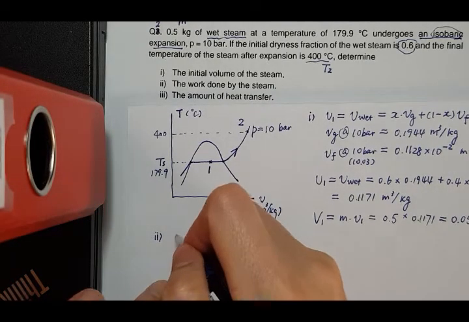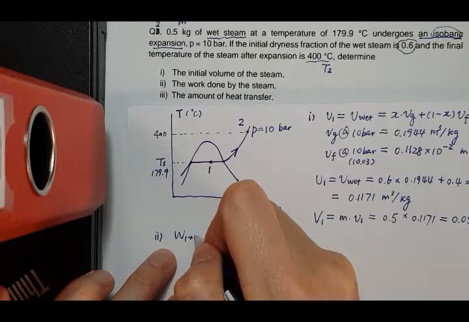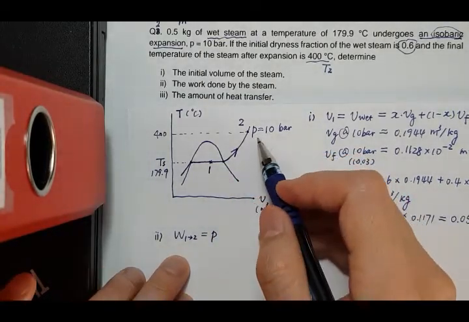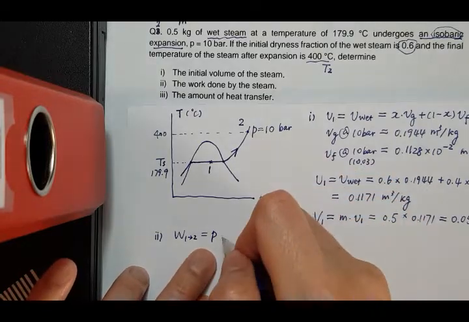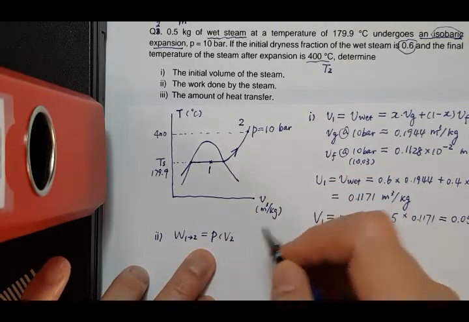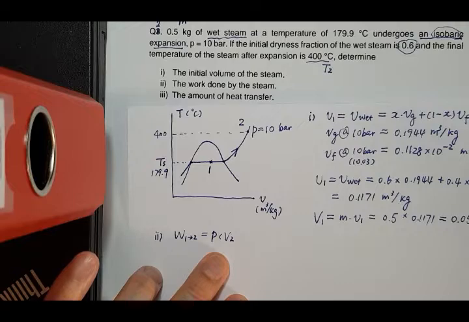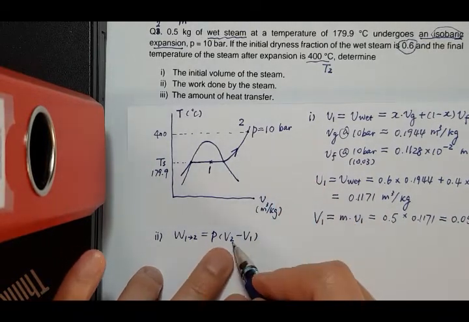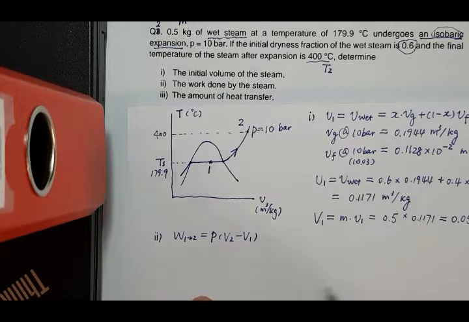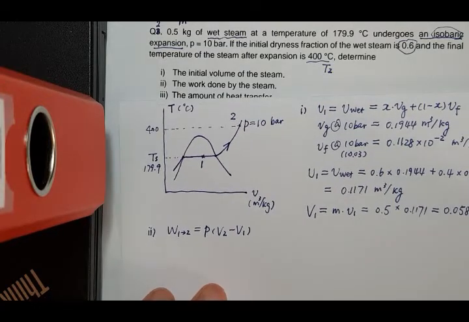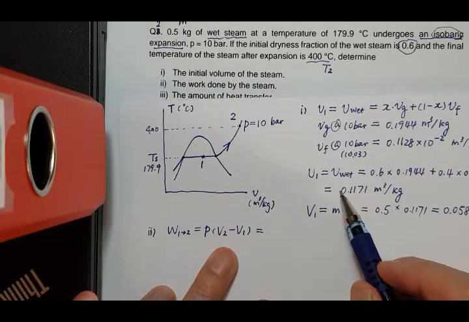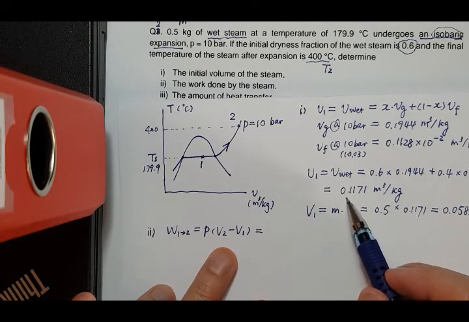So the work done from 1 to 2 is equal to P. P1 and P2 are the same, it's 10 bar, times V2, the end state, minus V1, the initial state. Be careful, these are all capital letters, so these are the total volume. And then we have used a lot, by using the specific values.